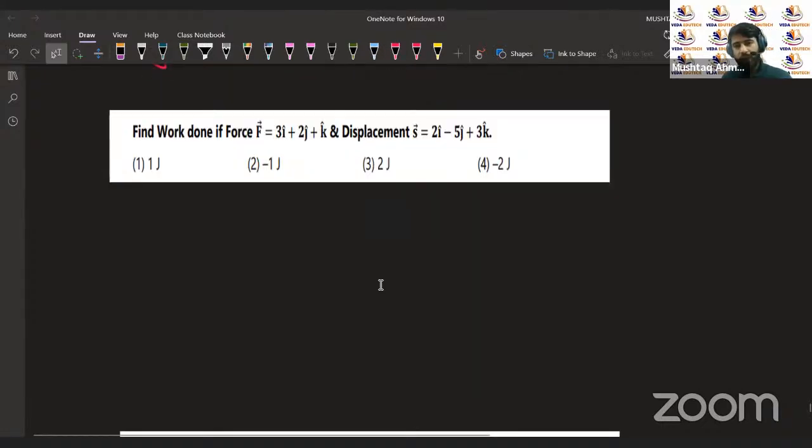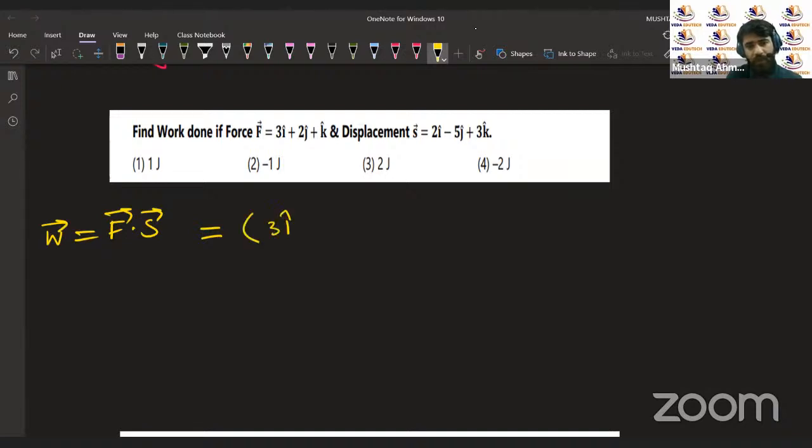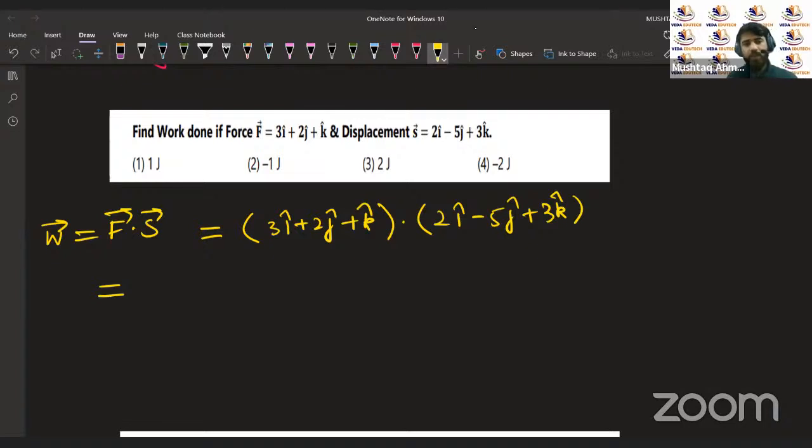Find the work done if force F is given, and displacement is given also in the rectangular form. We have to find the work done. So work done is defined as F dot S, that's the dot product of force and the displacement vector. So our force vector is given as 3i cap plus 2j cap plus k cap, and our displacement vector is defined as 2i cap minus 5j cap plus 3k cap. So we'll multiply the x component of force vector with the x component of the displacement vector and then sum all the products.